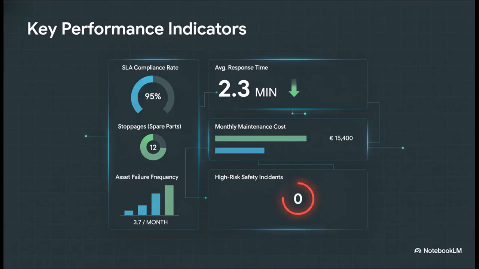But we can go so much deeper than that. The dashboard can track critical KPIs in real time. All of a sudden, we can answer the questions that really matter. Are we meeting our service level agreements? What's our actual response time for urgent issues? How many jobs are getting stopped just because we don't have the right spare parts in stock? These are the kinds of questions that drive smart business decisions.